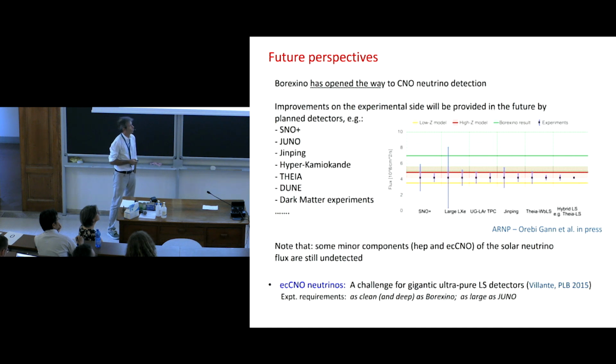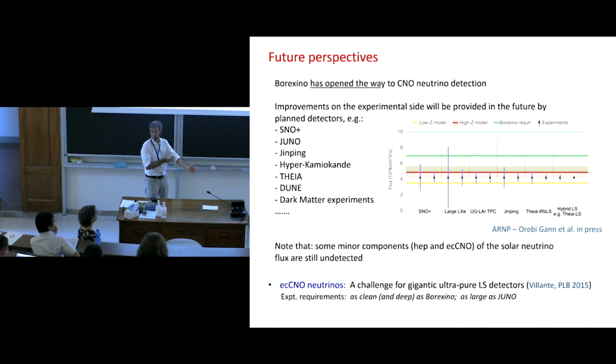So, in conclusion, Borexino has opened the way to CNO neutrino detection, and this is very important. Unfortunately, Borexino is no more running. We may hope that in the future there will be improvements on the experimental side. There are experiments that will have a solar neutrino program. Unfortunately, the detection of CNO neutrinos is very difficult because it requires, as Aldo explained, very high purity, deep detectors, etc.